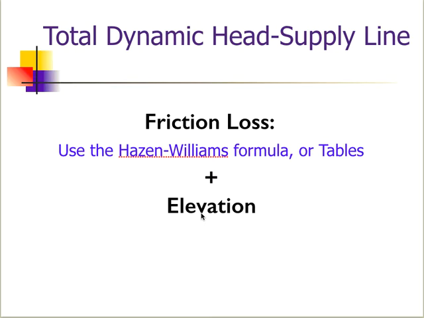So to figure the total dynamic head, we're going to use friction loss and elevation. The elevation difference is going to be between the liquid level in the pump tank and the soil level where the Oscars are located. You can use the Hazen-Williams formula or tables to figure out the friction loss of that supply line, and then just use the elevation difference that you have from the site information.